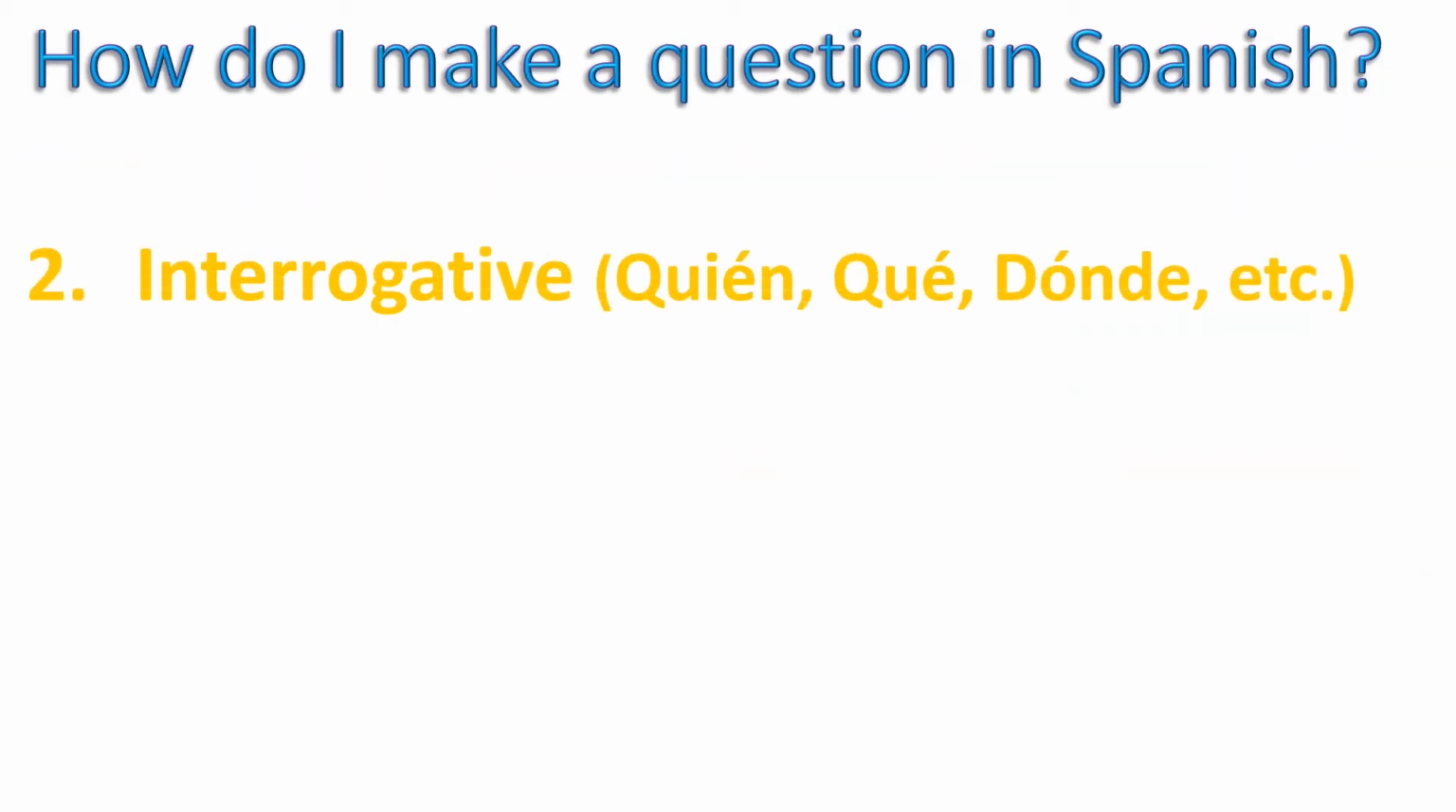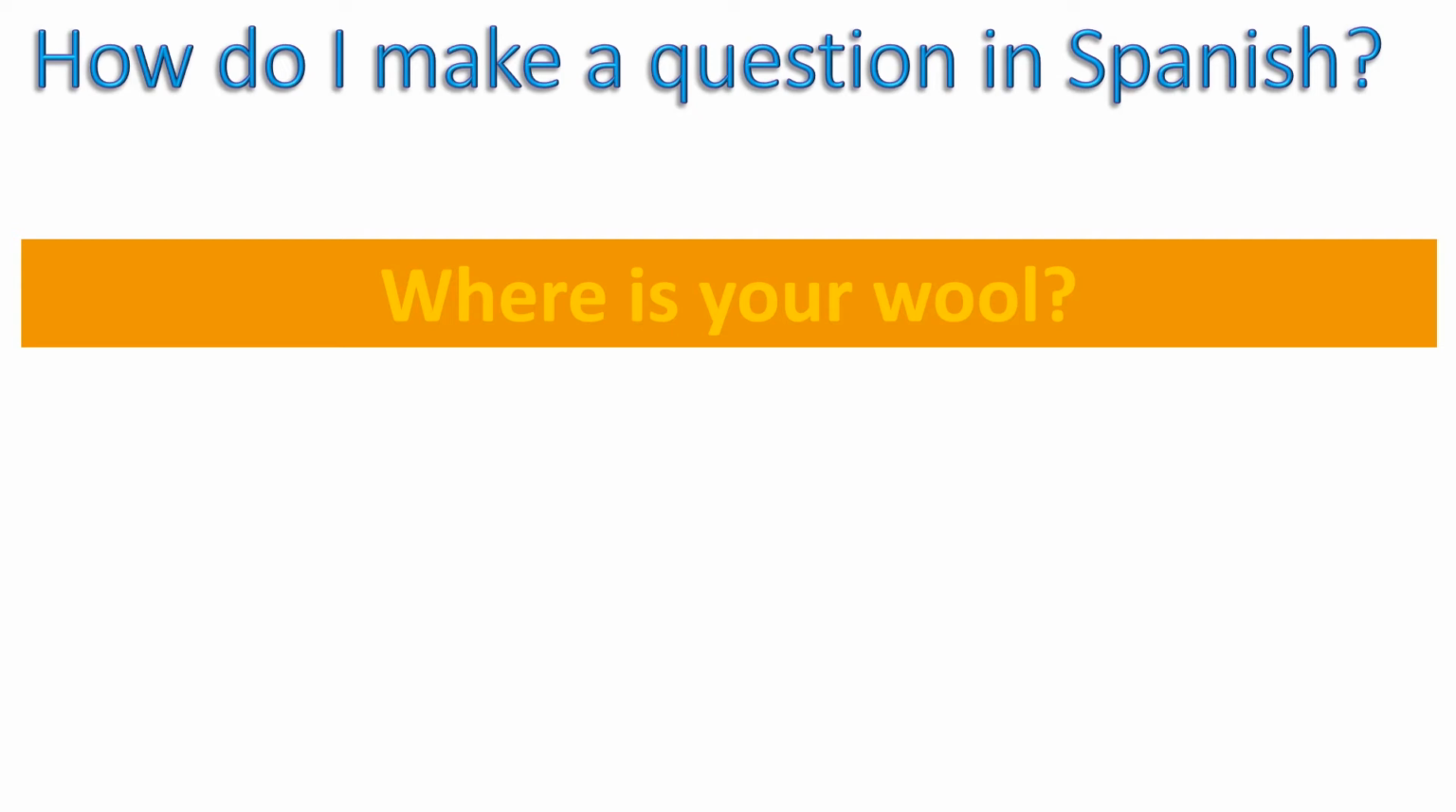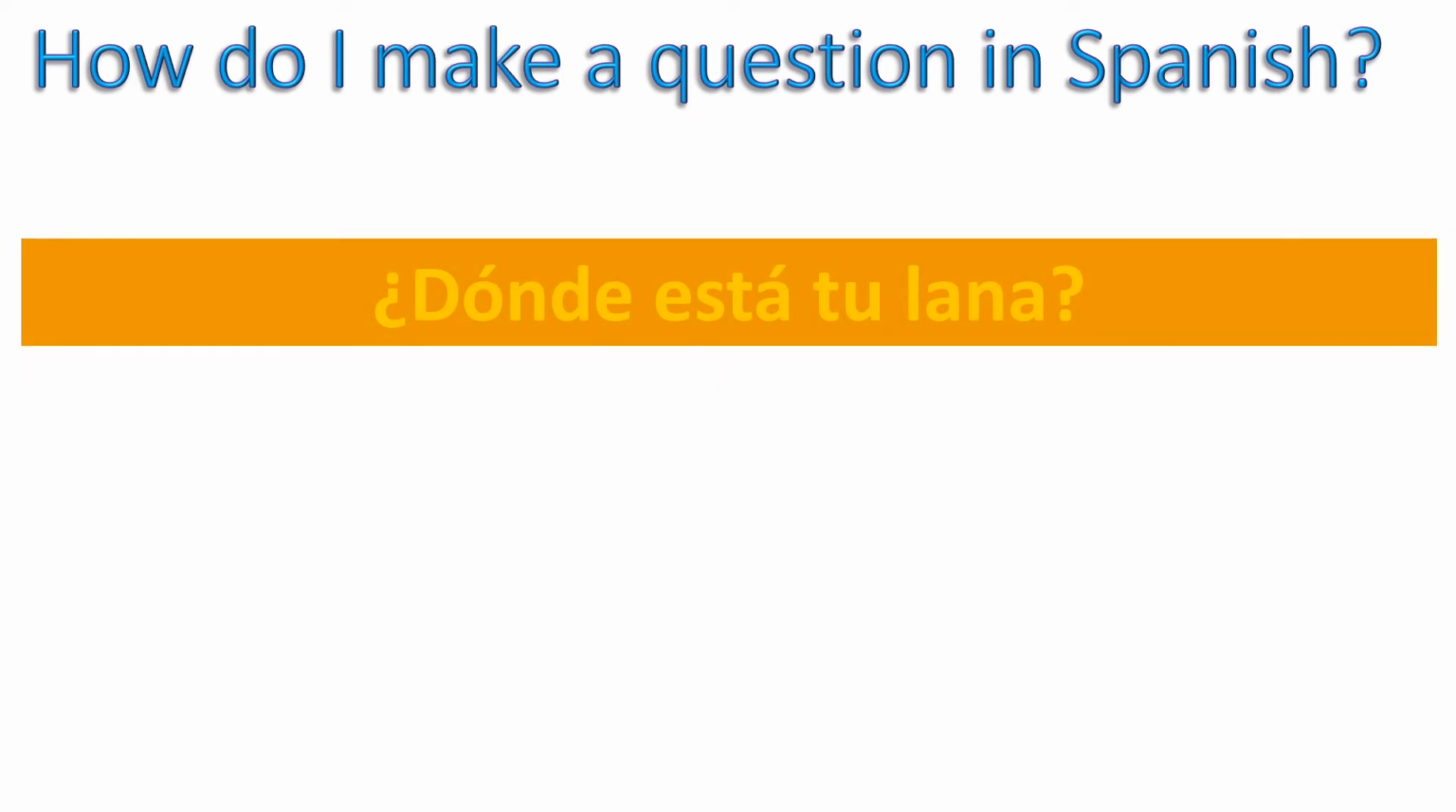That second option, the interrogative. In Spanish, we know those now, all the question words, quién, qué, dónde, cuándo, por qué, and so forth. And we just put them at the beginning. In English, where is your wool? In Spanish, same process. ¿Dónde está tu lana? Lana is the Spanish word for wool.